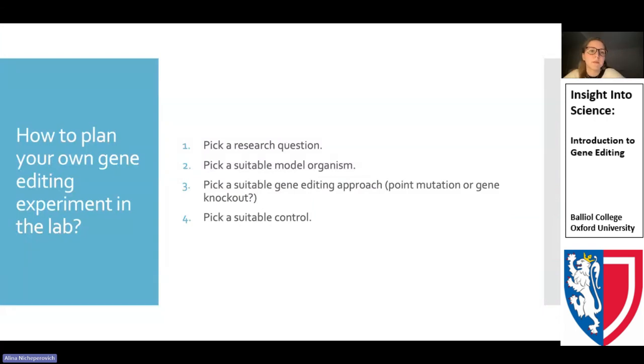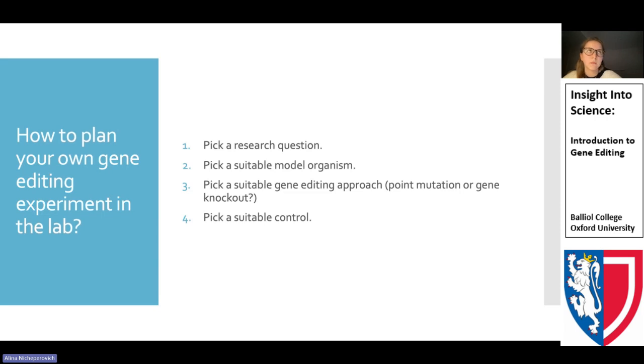So I just want to give you an example of a very simple and fictional experiment that a scientist could potentially do in the lab. And before we do any experiment, of course, we need to first pick a very precise research question that we want to answer using the experiment that we're planning on doing. Then we want to pick a suitable model organism.